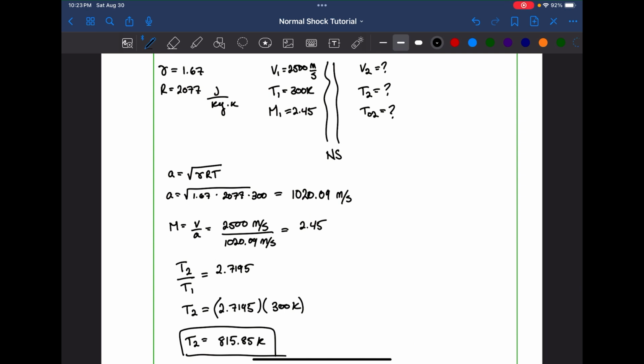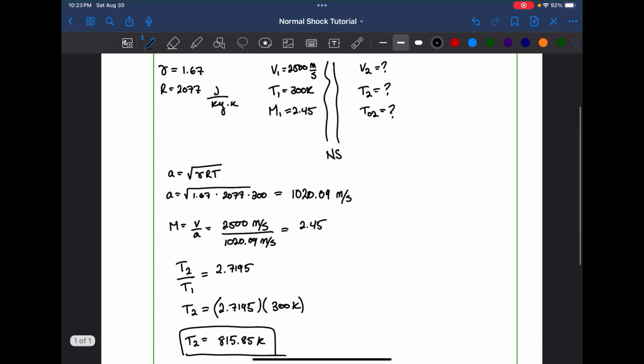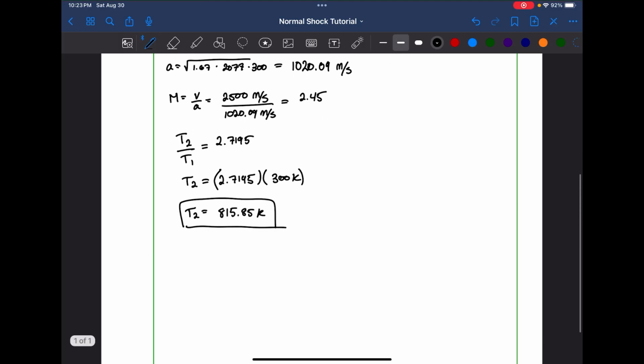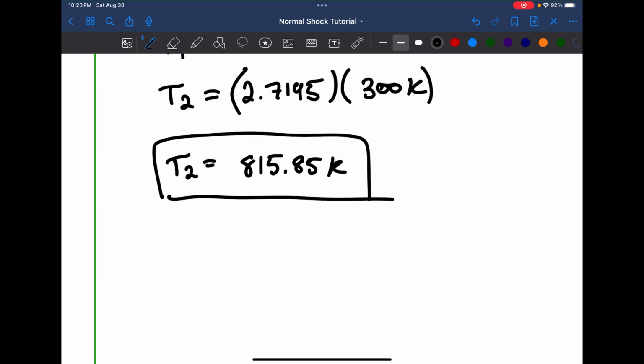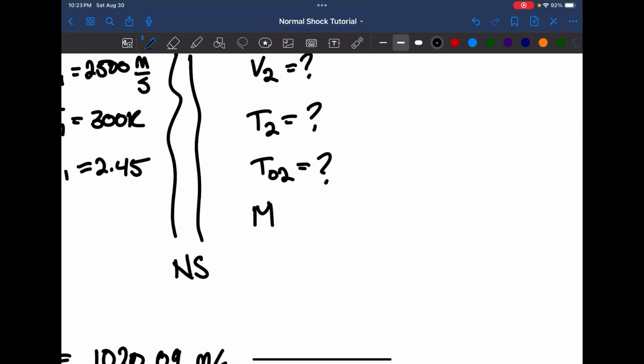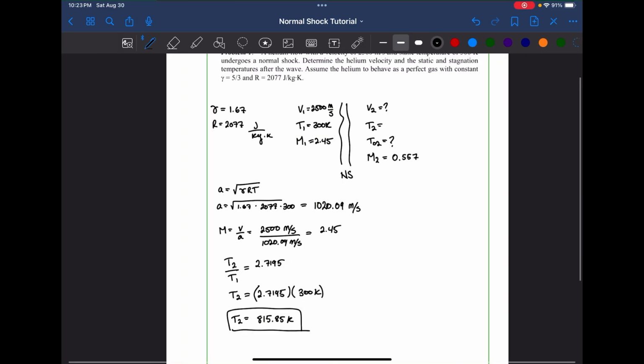Anywho, let's go ahead and continue with the problem. So we've got T2 nailed down. If you wanted to get V2, we can actually just grab M2 from our table here. So from our table, I'm going to add that to my diagram up here. M2 ought to be 0.557. So that confirms that our velocity will have gone down, or after we go ahead and get speed of sound, it will have gone down. So we've got, what did I say for T2? 815.85 Kelvin.